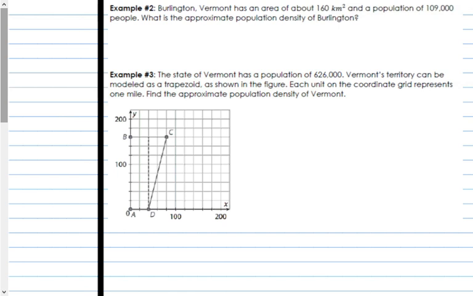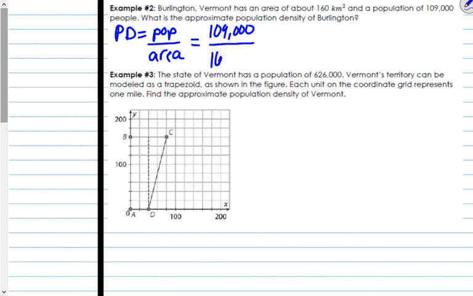Burlington, Vermont has an area of about 160 square kilometers and a population of 109,000 people. What is the approximate population density of Burlington? So population density, PD for short, is population over area. So that's going to translate into 109,000 people divided by 160 square kilometers, or kilometers squared, however you would prefer to say that.